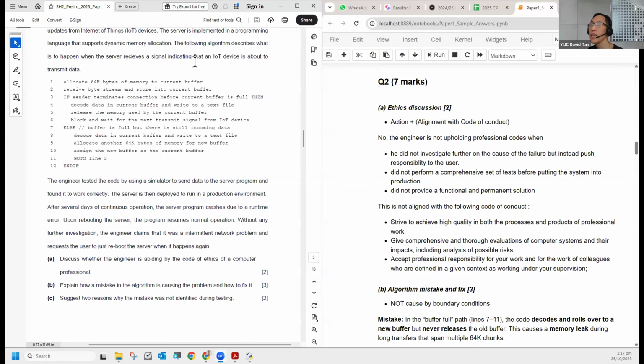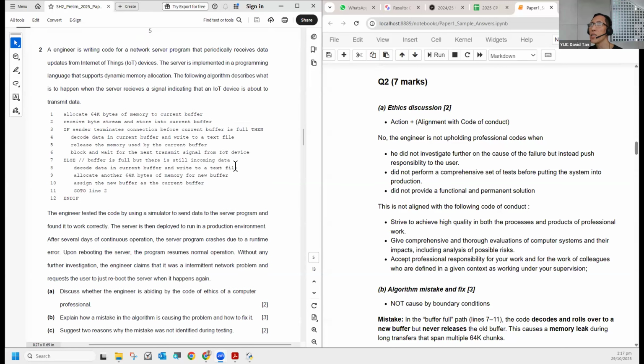I hope you can see the screen now. This is question 2 that we are talking about, and then the solutions, the answers. For every non-action, why is it not aligned to the code of conduct? So it must tally. You pick your points correctly, and that's how you get your 2 marks. That's for part A regarding the code of conduct.